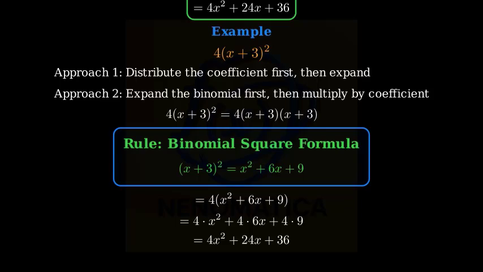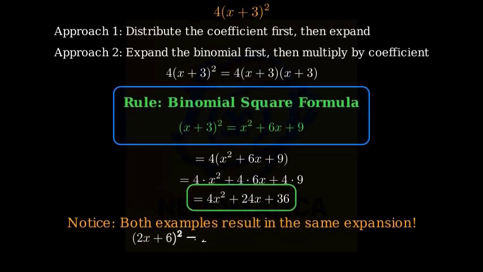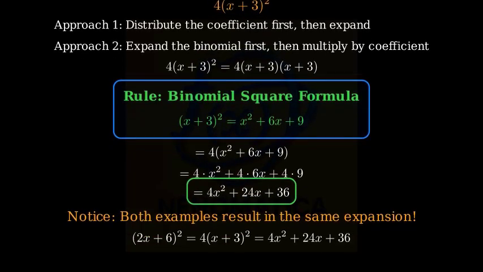4 times x squared is 4x squared. 4 times 6x is 24x. And 4 times 9 is 36. So our final result is 4x squared plus 24x plus 36. Interestingly, this is the same result we got from our first example, even though the original expressions looked different. This shows how different algebraic expressions can simplify to the same result.